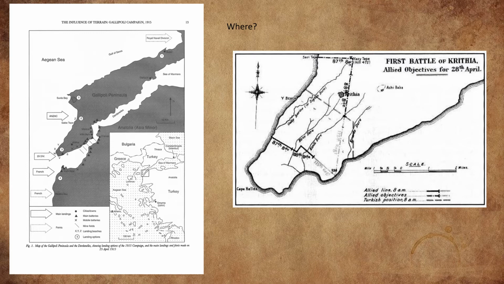The smaller fleet was not intended to get very far, it was intended to distract the Ottoman Empire and also to create an element of surprise for where the main campaign would be occurring. On the left it shows where the first battle of Krithia happened and how they were constantly fighting an uphill battle trying to get up into the hills on the peninsula of Gallipoli.